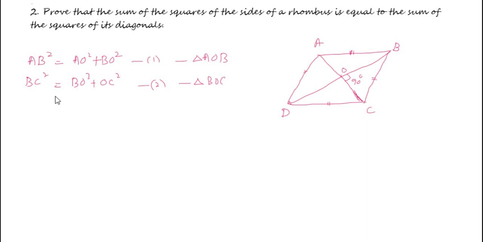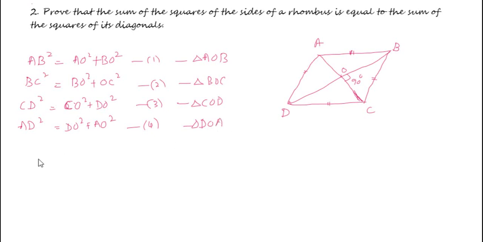Triangle COD, CD square is equal to CO square plus DO square. This is 3 in triangle COD. And the last one, AD square is equal to DO square plus AO square. This is the 4th one in triangle DOA. Let us add all 4.